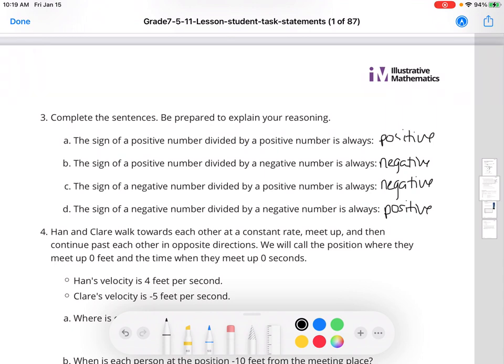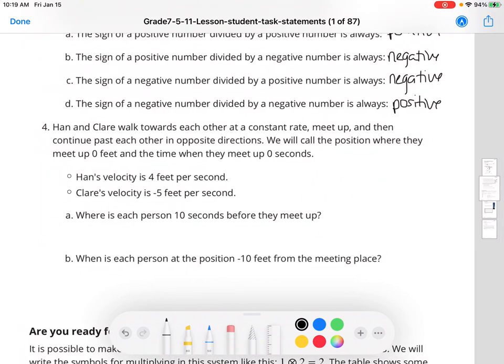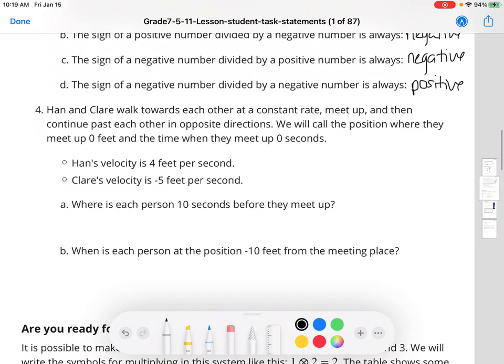So it's just like multiplication. If the two numbers have the same sign, your answer is going to be positive. If the signs are different, your answer will be negative. On number 4, it says, Han and Claire walk towards each other at a constant rate. They meet up and continue past each other in opposite directions. We will call the position where they meet up 0 feet and the time when they meet up 0 seconds.